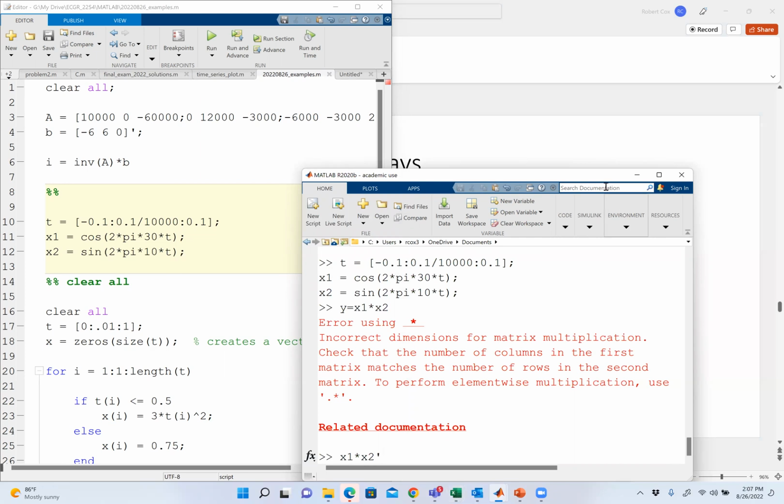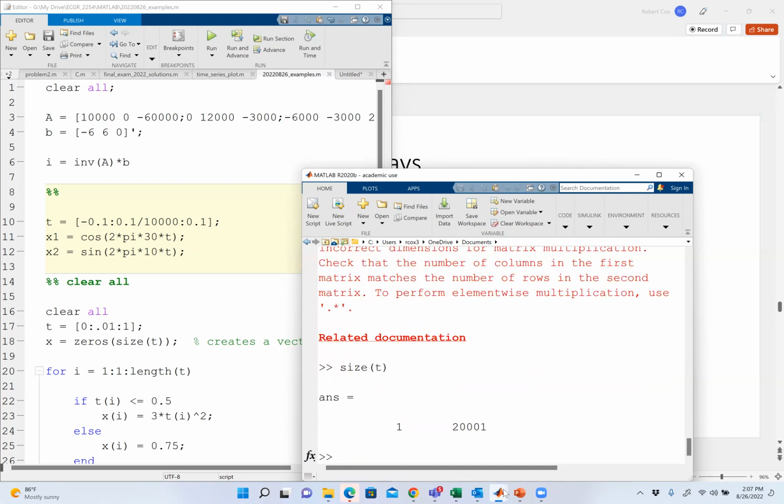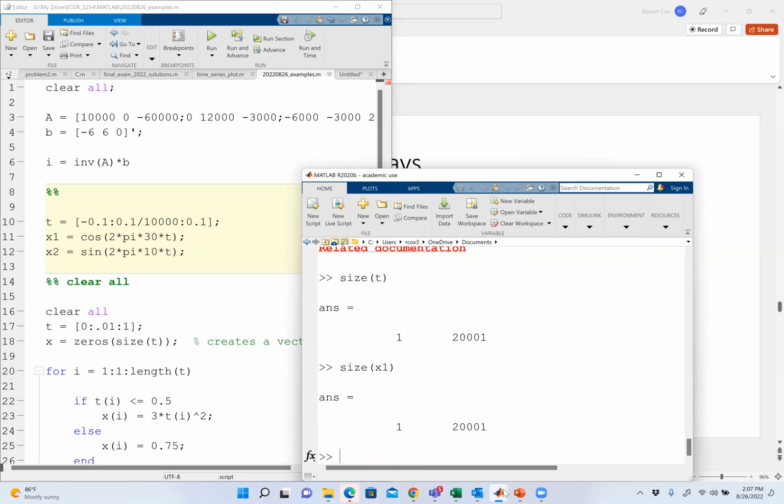Now, let me ask you this. How many entries should exist in the x1 times x2? The same as each other, right? So let's just do a quick check. The size of t is 20,001 points. So what should be the size of x1? 20,001. And so it's saying one row and 20,001 columns, right? And x2 would be the same thing.